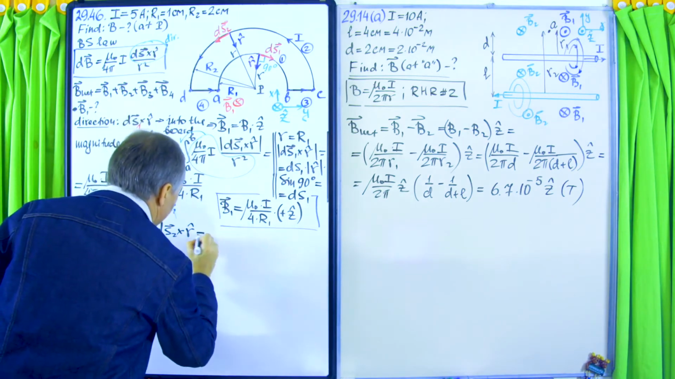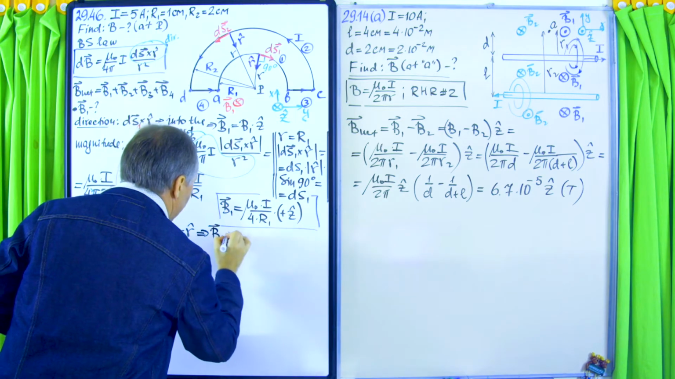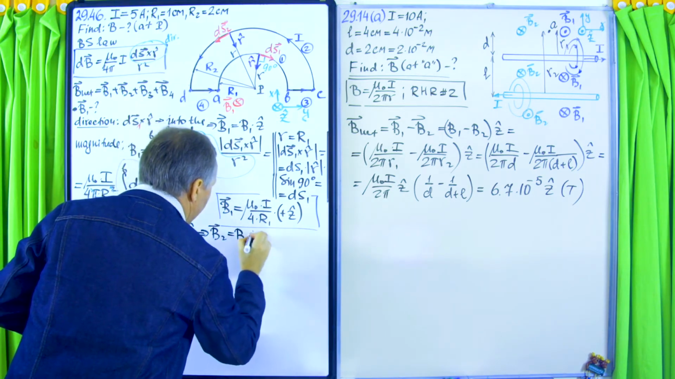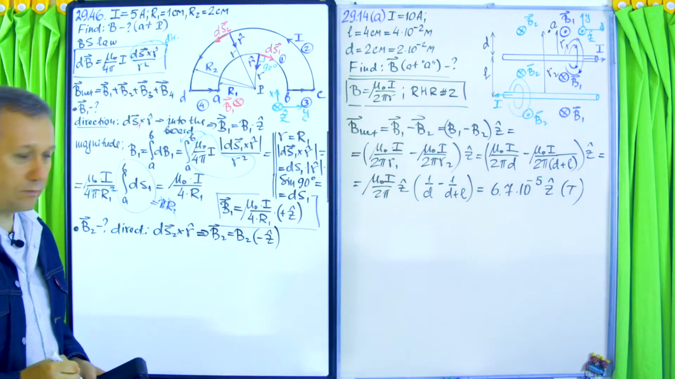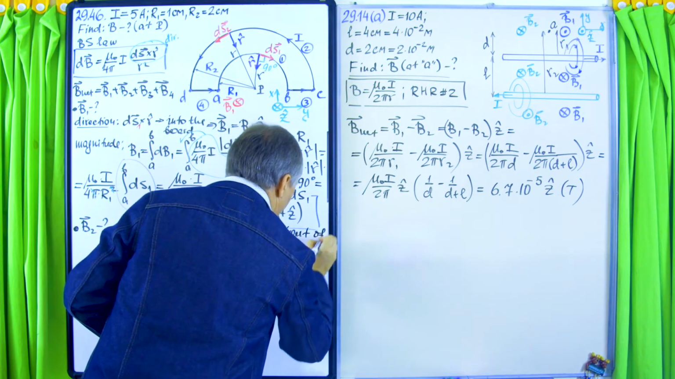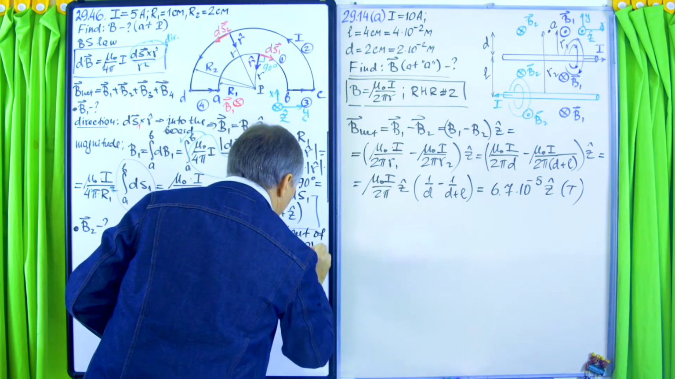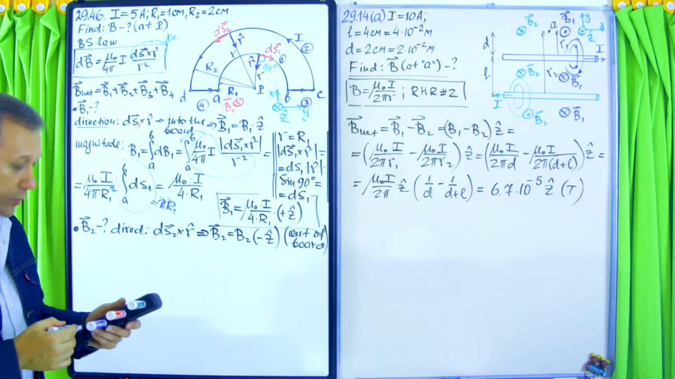So as a result, let me write B2 equals the absolute value of B2 in a minus z hat direction. Okay, out of the board. So now we know the direction.